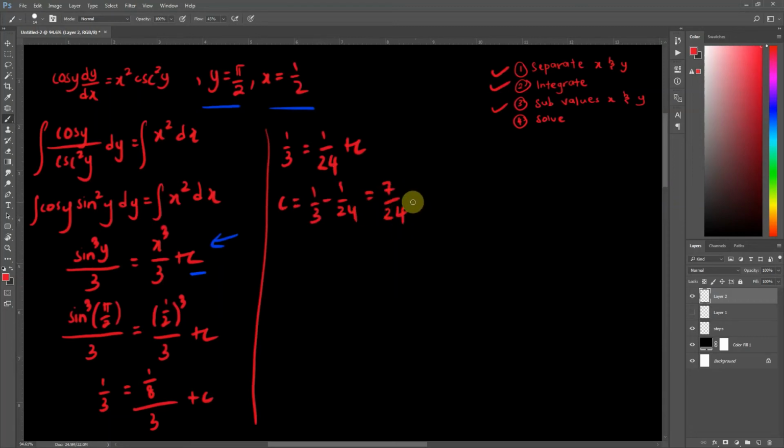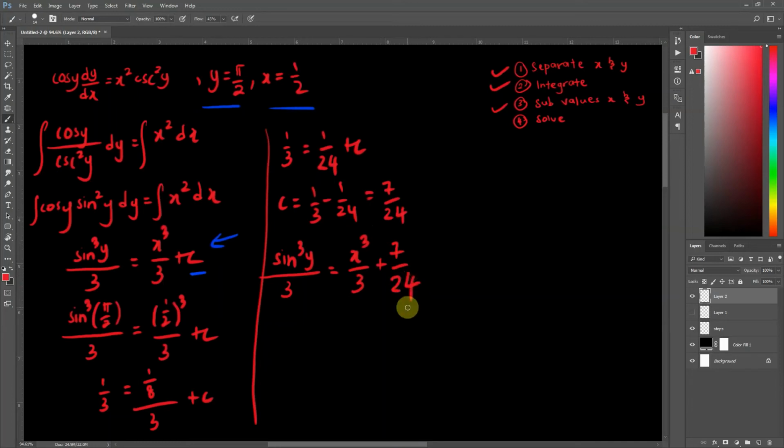Next we substitute c back into the equation that you got earlier. So we don't need to substitute y and x anymore. Sine cube y over 3 equals x cube over 3 plus c, where c is 7 over 24.